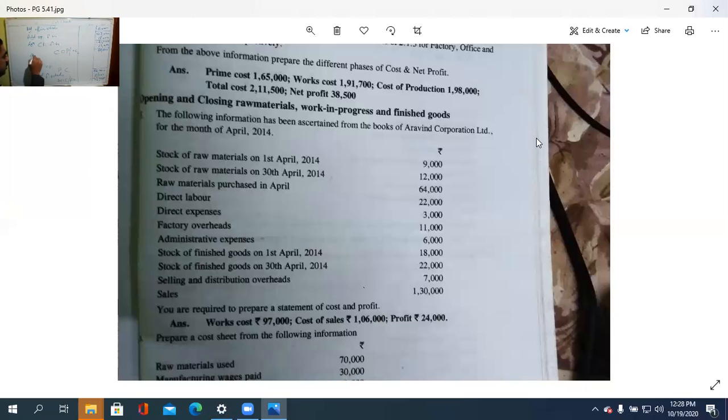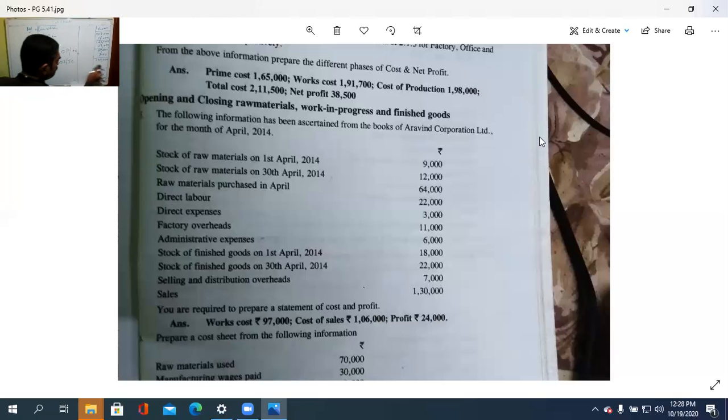Add selling and distribution expenses. Selling and distribution overhead, how much is it? 7,000. That gives 106,000, which is the COS or total cost.